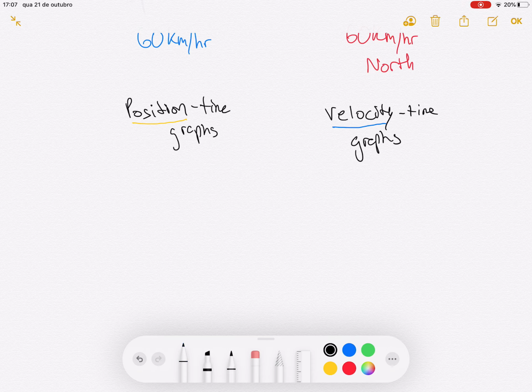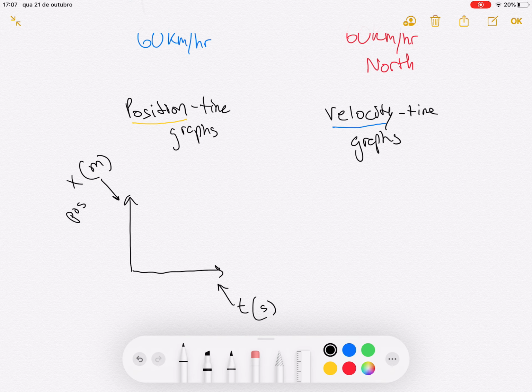So if we were to draw a position time graph like this, what would go on this axis? This axis would have the time, and in this case we can do time in seconds. What would go on the other axis? In this case, it can be meters because we're doing position. So you can write x or r for position, anything that represents position. And this can be 0, and let's mark the graph.